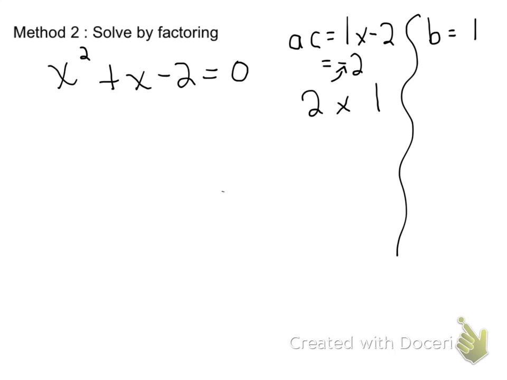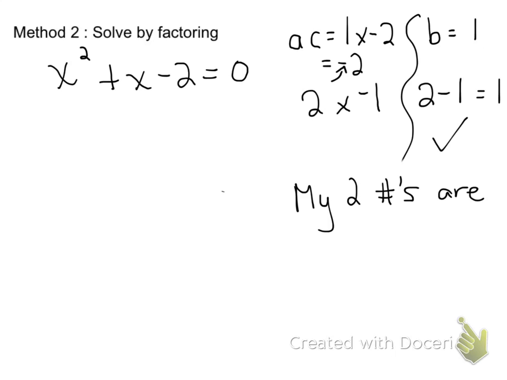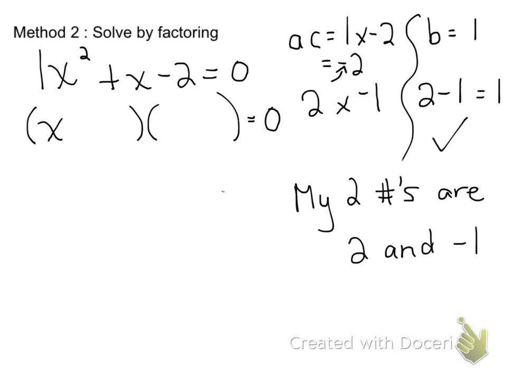Now since the AC is negative, I have to have a negative and a positive. We have to make this equal to 1 somehow. So I'm going to make my 2 positive and my 1 negative, and that's going to work since 2 times -1 is -2, and 2 minus 1 is 1. So my two numbers are 2 and -1. Since my a value is 1, I can go ahead and open up two brackets, make sure to put this equal to 0, and write that it's x plus 2 and x minus 1.